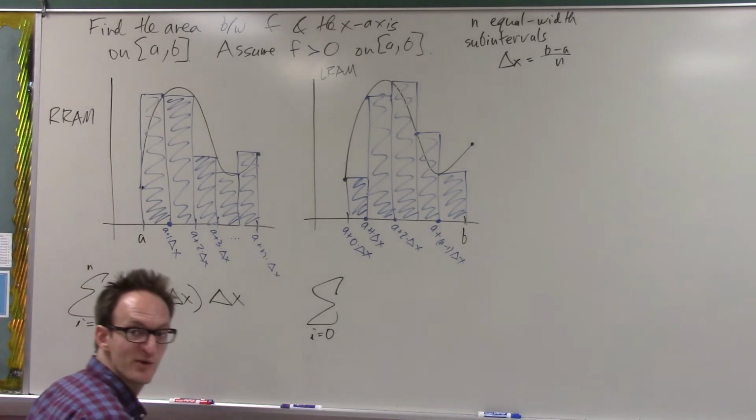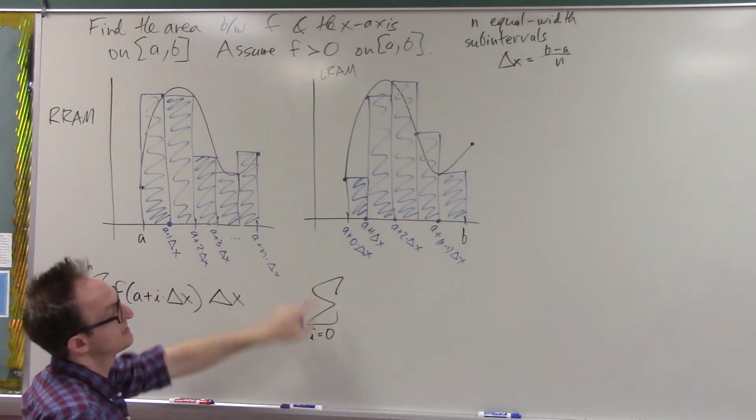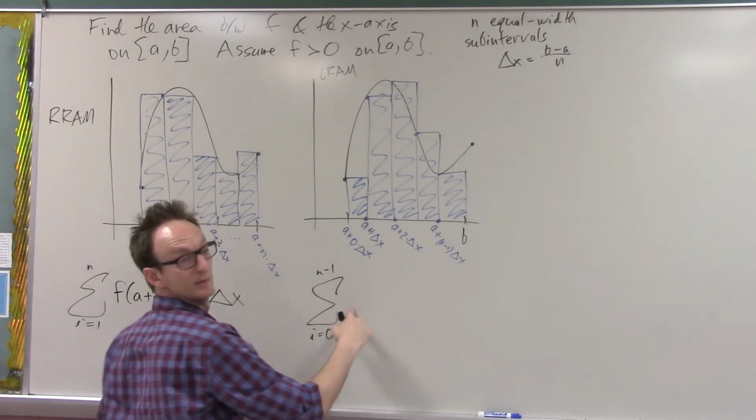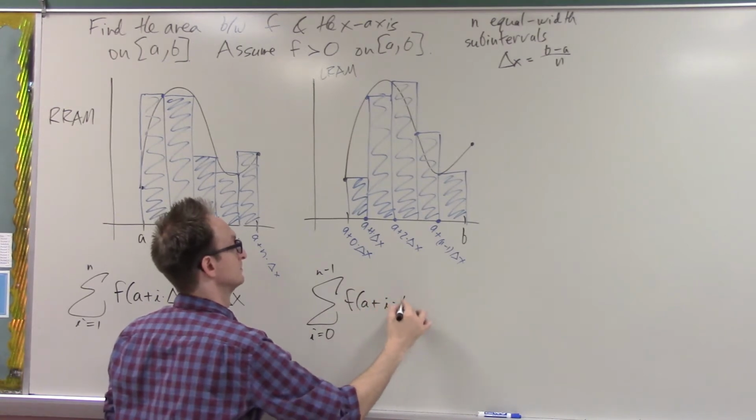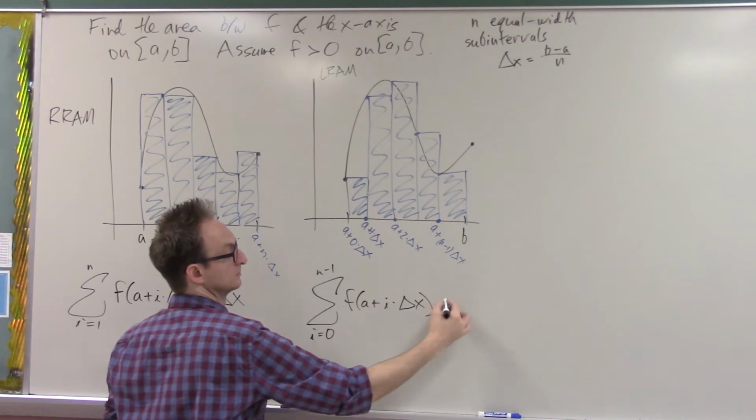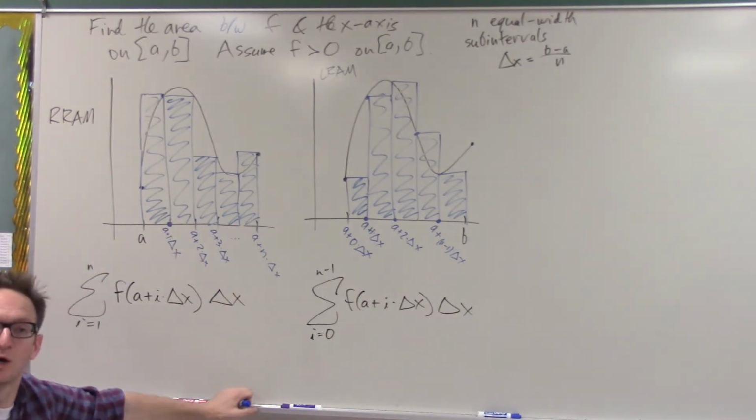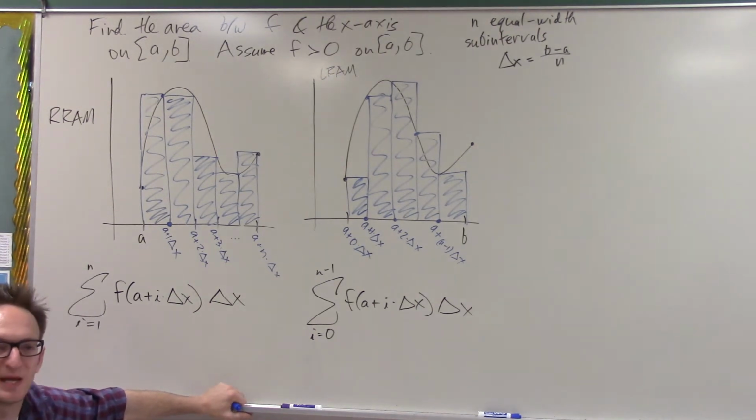All right, so Justin, I think you were on the right track anyway, but now everyone sees what we're talking about. So we start counting at 0, and we stop at n minus 1, and this is f of a plus i times change in x, times change in x. Okay. So good. All right. In general, are these going to be equal to each other?